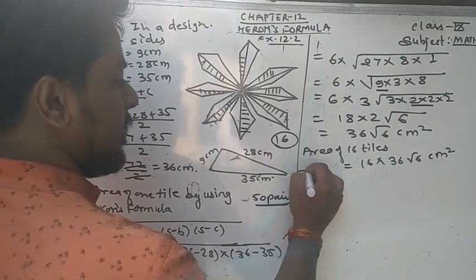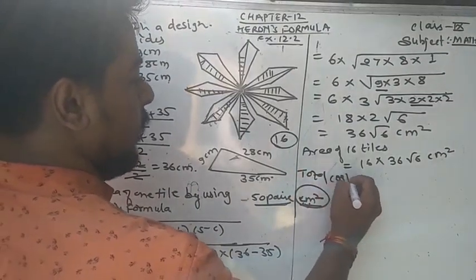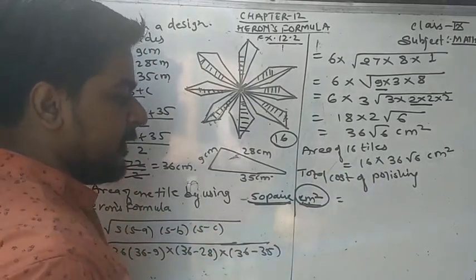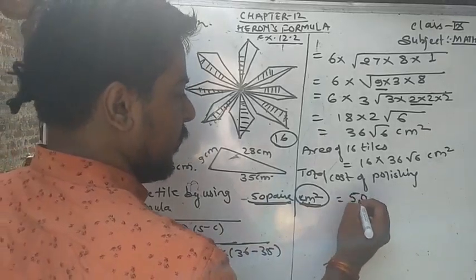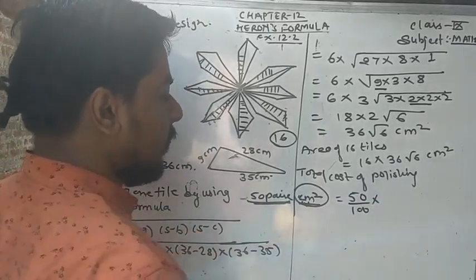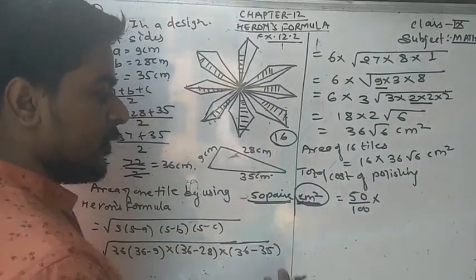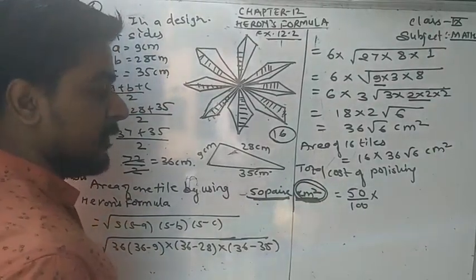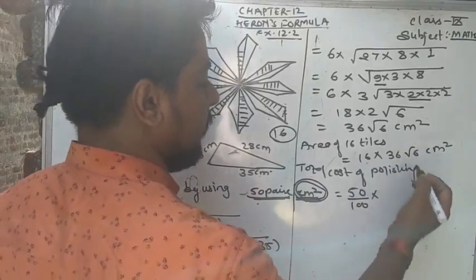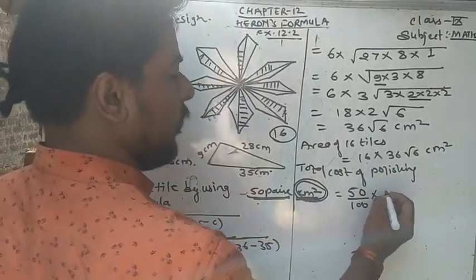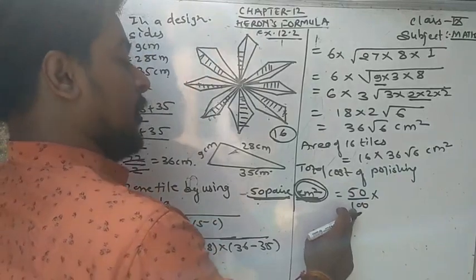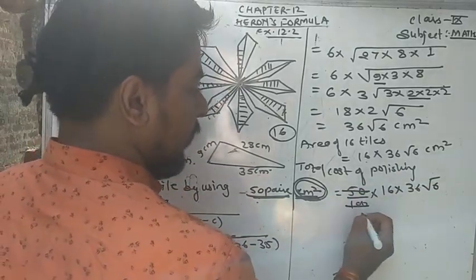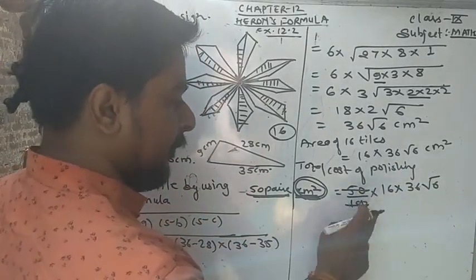In the last, we will see that the total cost of polishing is equal to the rate, 50 paise per centimeter square. Change the 50 paise into rupees, 50 divided by 100, multiplied by the area, because we have to calculate the cost with the help of area. 50 paise per centimeter square means 1 centimeter square costs 50 paise. So how many centimeters do we have? We have 16 multiplied by 36 root 6 centimeter square. So 50 upon 100, converting 50 paise into rupees, multiplied by 16 times 36 root 6. 50 divided by 100 will be 1 by 2.